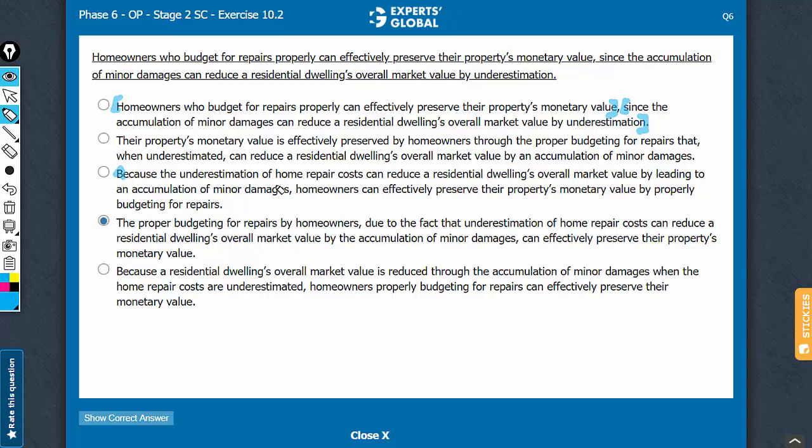See, from here to here is the cause. The effect is that homeowners can effectively preserve their property's monetary value by budgeting for the cause here. Okay, so it's a cause comma effect relationship. Effect comma cause, especially when the sentence is this long, is going to be awkward. So answer choices in which the effect comes first are not likely to be correct.